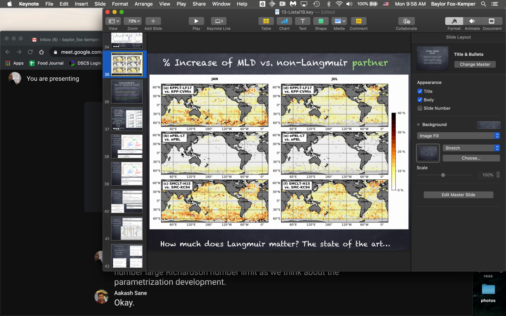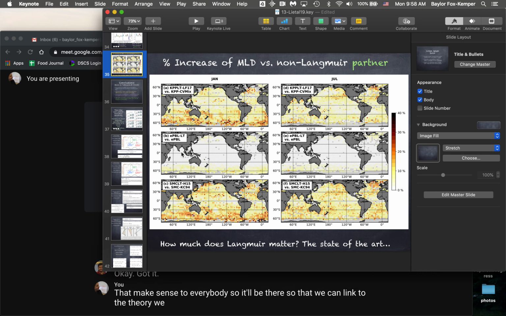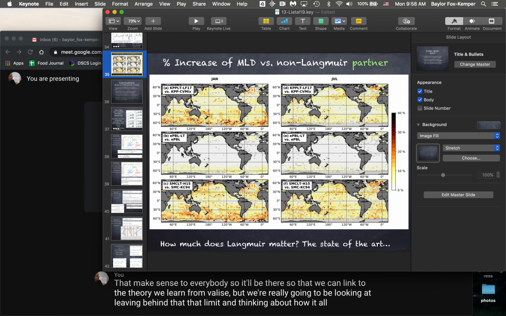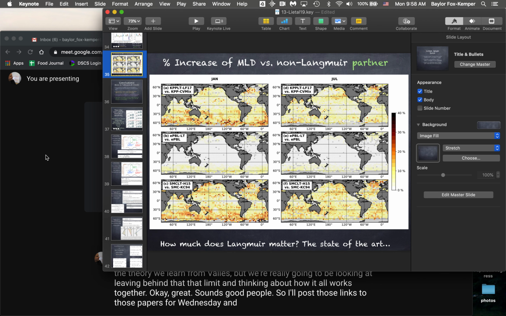Okay, got it. Does that make sense to everybody? So it'll be there so that we can link to the theory we learned from Vallis, but we're really going to be looking at leaving behind that limit and thinking about how it all works together. Okay, great. Sounds good. So I'll post those links to those papers for Wednesday and Friday in just a minute, and then people can take a look at them beforehand.